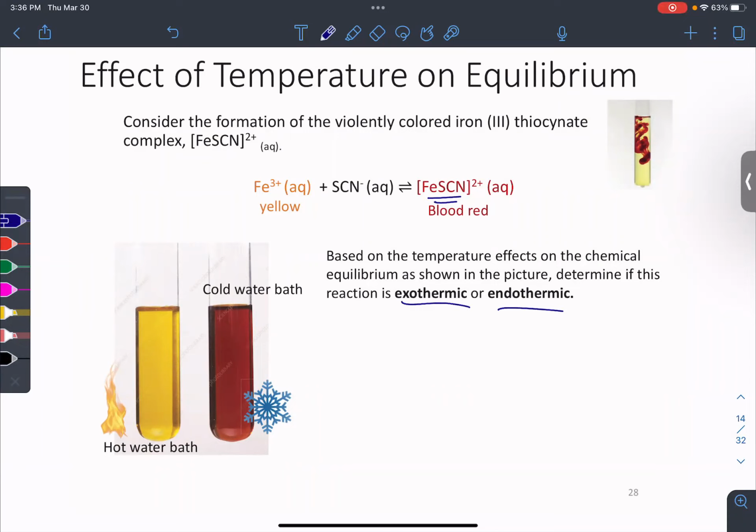Okay, does anyone want to share? What do we think it is? Exothermic. I actually don't know. I need to test it.